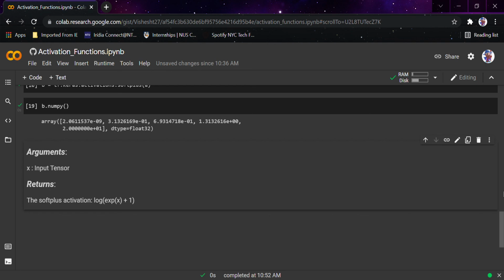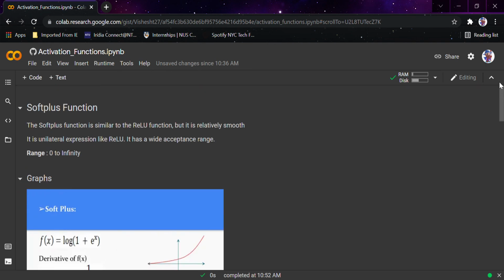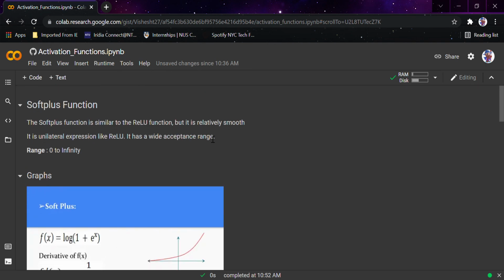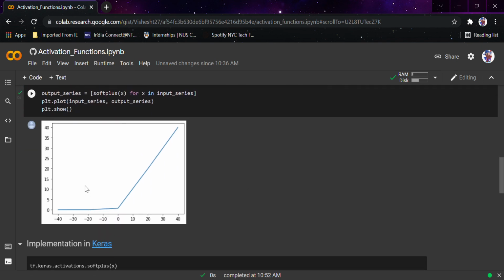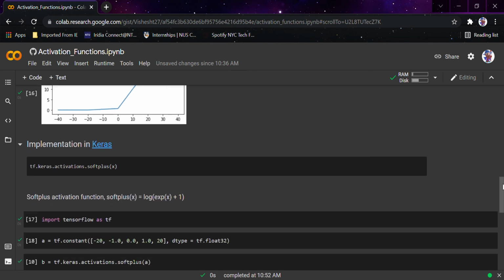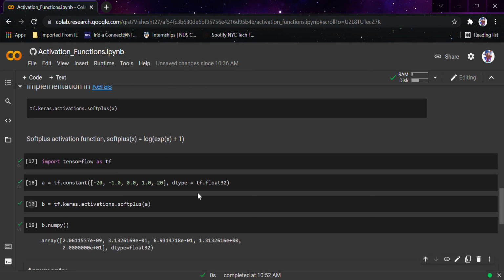So this was, I guess, the shortest video on an activation function. I would just sum up, it is similar to the ReLU function. The formula is as follows: log of 1 plus exponential of x. This is the graph, and we looked at some of the values here. Like every activation function, we implement it in the same way in Keras: import TensorFlow, define it with tf.keras.activations.softplus, and we get the value.